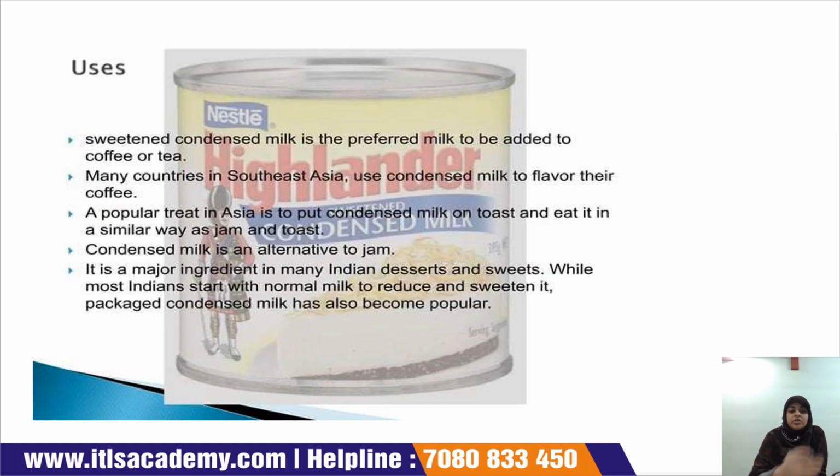Now the next is the uses of sweetened condensed milk. It is preferably added to coffee or tea. Many countries in Southeast Asia use condensed milk as a flavoring for their coffees. A popular treat in Asia is to put condensed milk on toast and eat it in a similar way to jam and toast. Condensed milk is also used as an alternative to jam, and it is a major ingredient in many Indian sweets and desserts, and packaged condensed milk has also become popular.